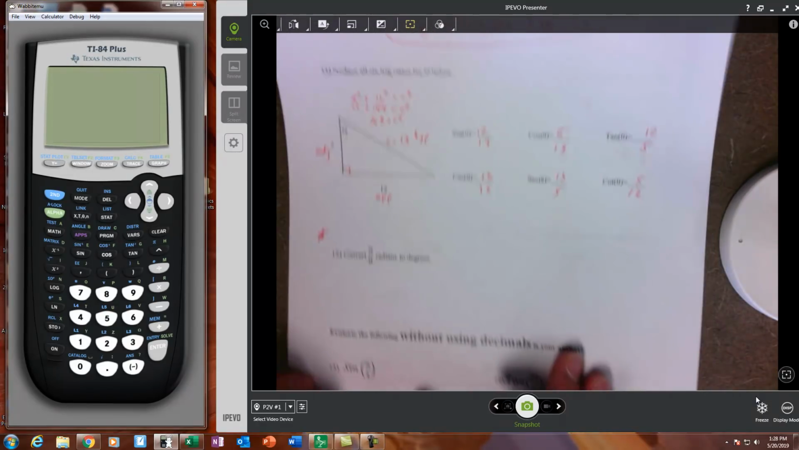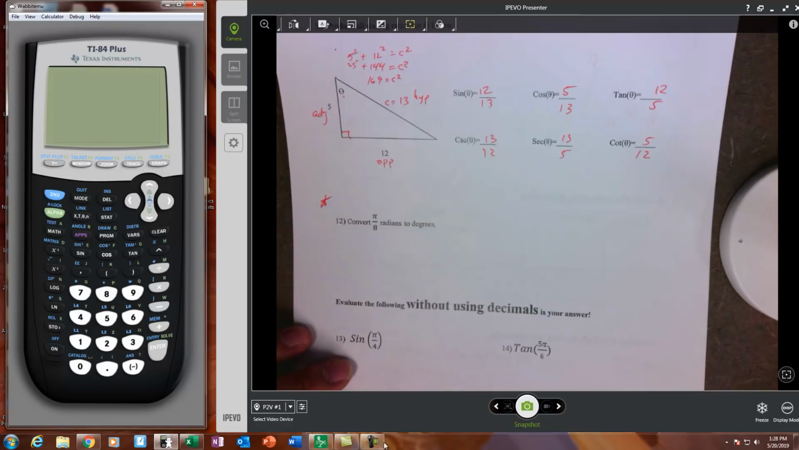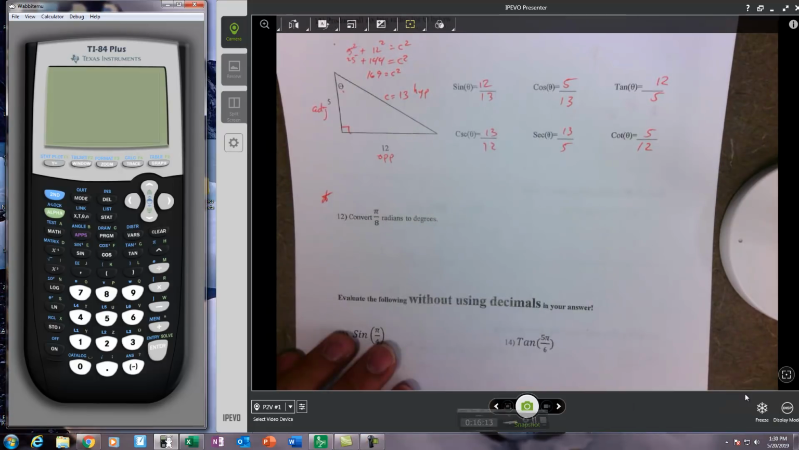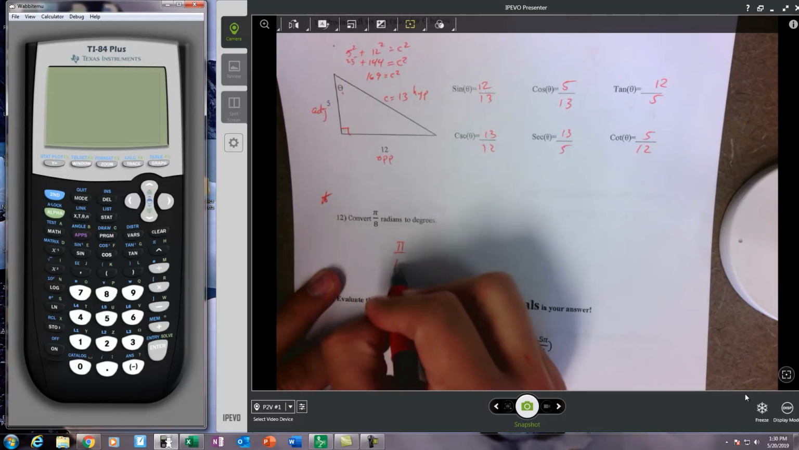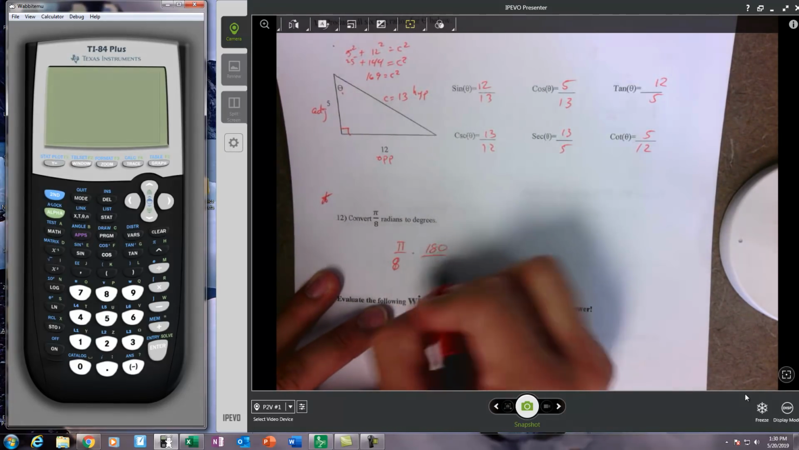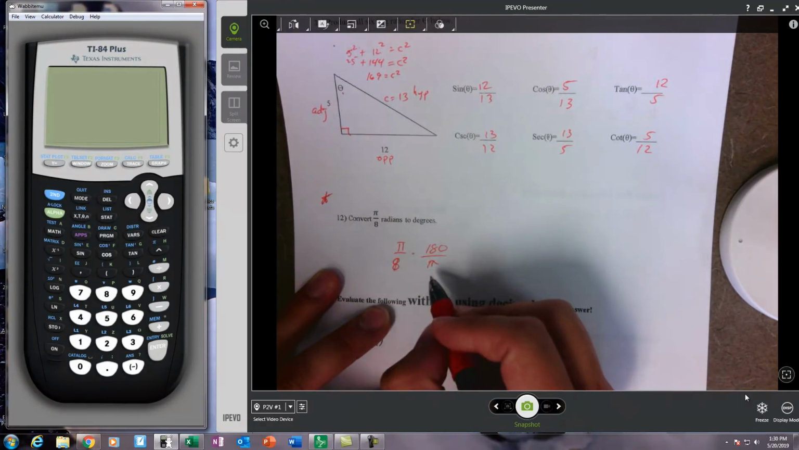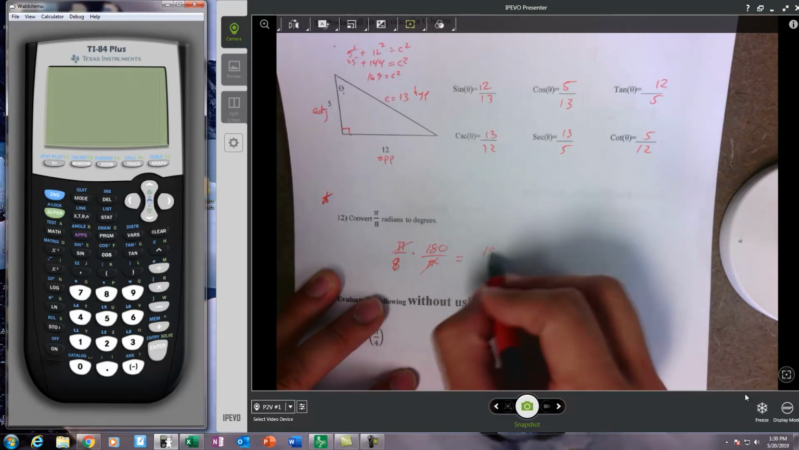Okay, so number 12, we're going to convert radians to degrees. When we have radians, what we're going to do is take our pi over 8, and times it by 180 degrees over pi. That's our conversion factor. And so our pi's are going to cancel here, and we get 180 over 8.